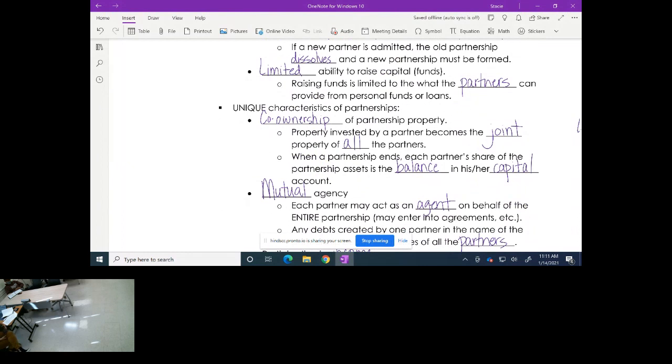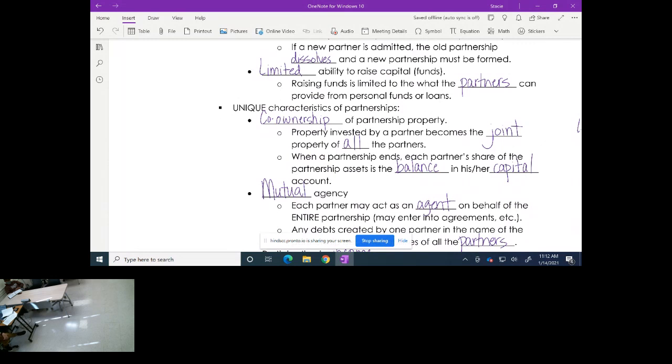Unique characteristics of partnerships, which I really see as disadvantages. Co-ownership of partnership property. So if you put something into the business, let's say you had a construction business and you're going to put in some construction equipment. Well, once you put it into the partnership, now it belongs to all partners. It belongs to the partnership. So just keep that in mind. If it gets torn up, it's not yours anymore, it's everybody's.